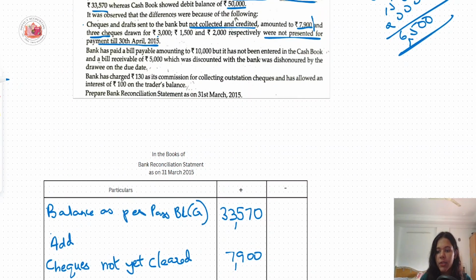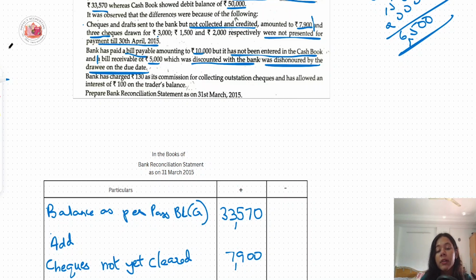Okay, let's see the next one. Bank has paid a bill payable amounting to 10,000, but this has not been entered in the cash book, and a bill receivable of rupees 5,000, which was discounted with the bank, was dishonored by the drawee on the due date. Okay, in the next coming chapters, we'll be dealing with bills of payment in detail. So just for now, note that bills payable is a liability.